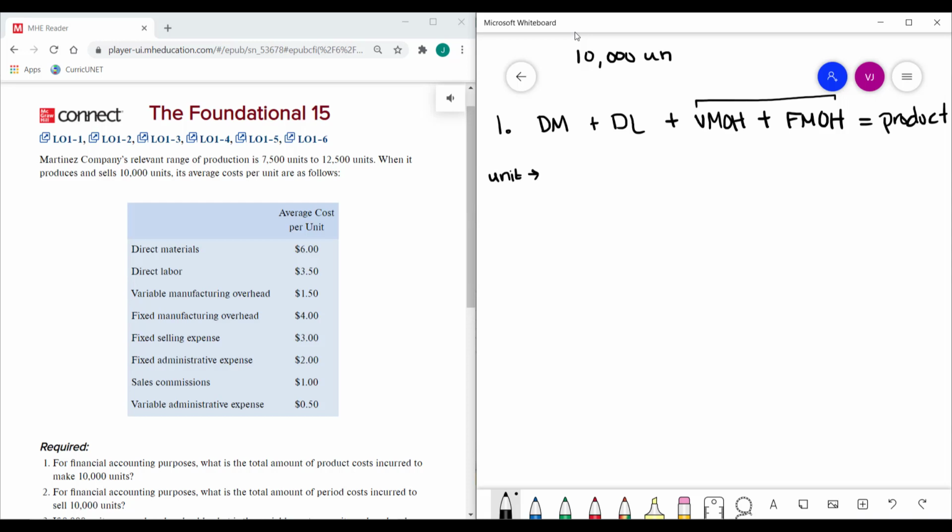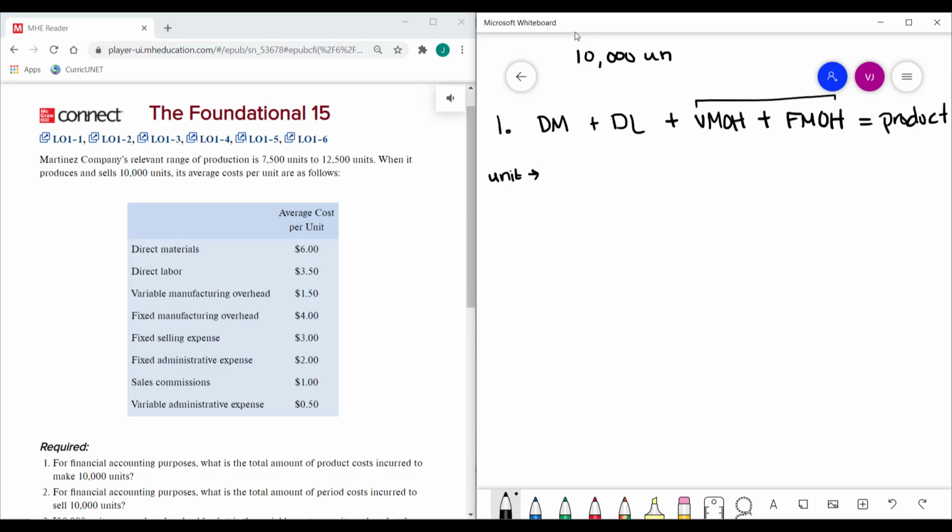So, keep in mind it says that these average costs down below are for a level of 10,000 units. So we know variable costs per unit will stay the same, regardless of your level of production within the relevant range. But fixed costs per unit will vary inversely as activity changes. So when we look at these fixed costs shown on a per unit basis, like our fixed manufacturing overhead, that's only $4 a unit at a level of 10,000 units.